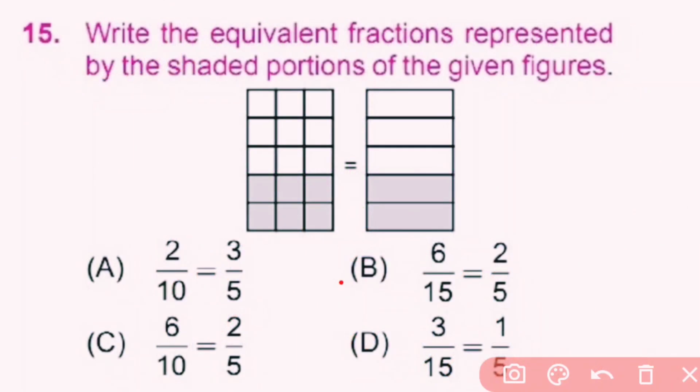Question number 15. Write the equivalent fraction represented by the shaded portion of the given figure. Here total equal parts are 15 and out of 15, 6 parts are shaded. And here total parts are 5 and out of 5, 2 parts are shaded. So 6 by 15 is equal to 2 by 5. So here B is the correct answer.